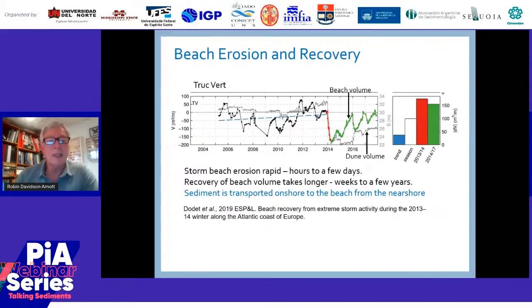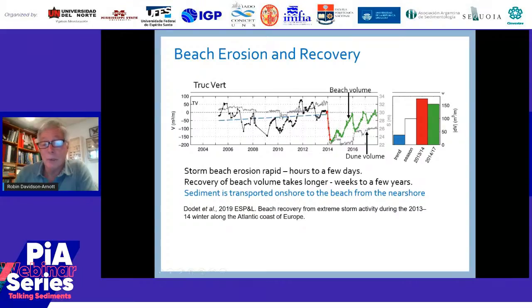One example of this comes from work that's been done in the United Kingdom or Great Britain and on the west coast of Europe, because in the period 2013-14, that whole coast was the subject of extreme storm activity, and so there was lots of erosion of beaches and of dunes. And what we're seeing here is an example from Truc Vert, which is where Castelle and I work on the southwest coast of France. The gray line here shows the beach volume. The dark black line here shows the beach volume. And between the start and end of that winter, there was tremendous erosion of both the beach and the foredune.